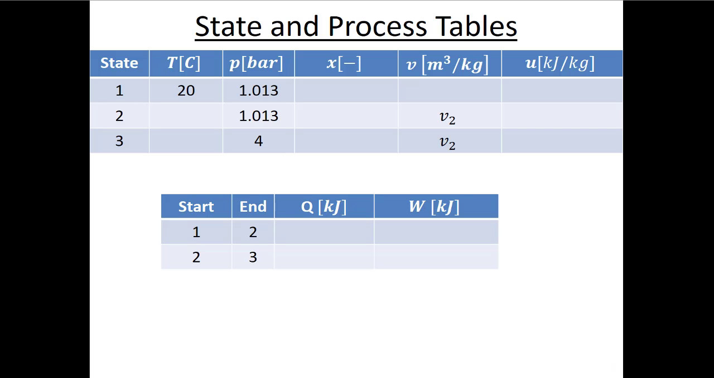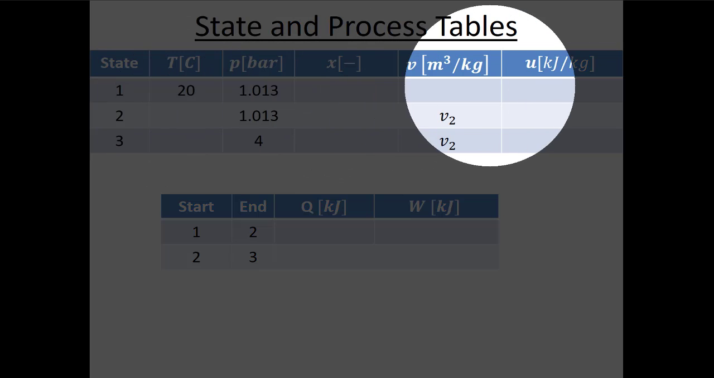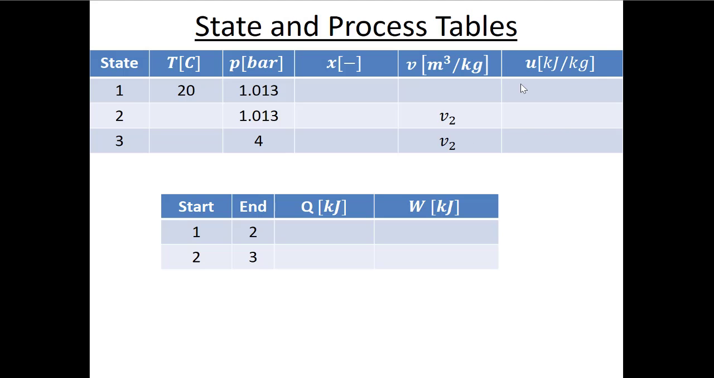I'm going to advise you on your exam, if you have a problem that has more than one state in it, and you will, I think you should write out at least a state table, right? Maybe you don't need the process table, although I think that's also useful for accounting for different pieces of information, but you almost need to be writing out state tables. It's possible to do the problem without them, but they're very helpful.